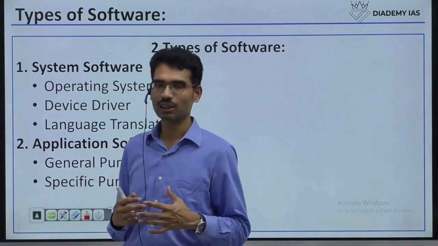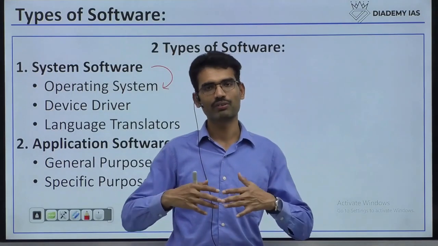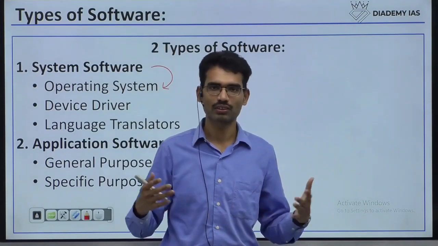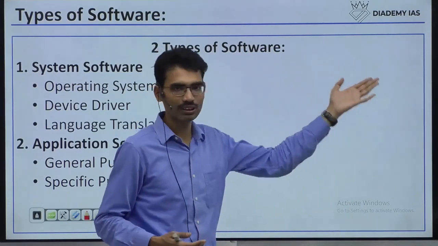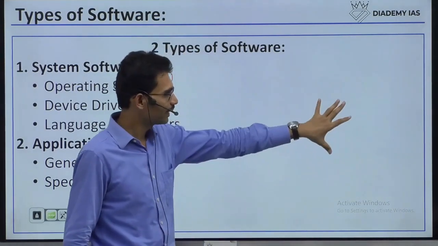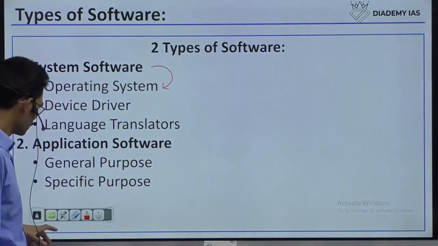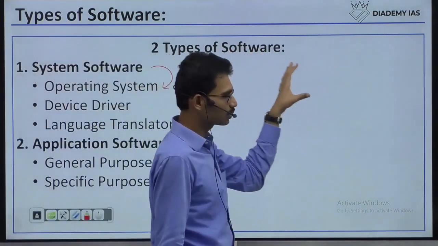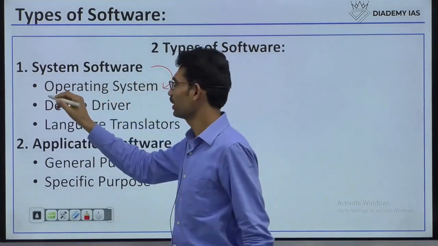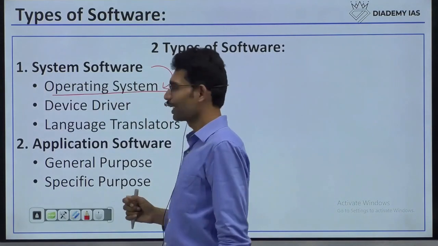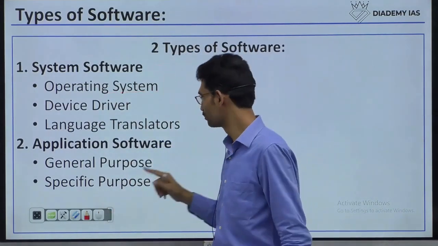When it comes to general purpose, it can be Microsoft Word. Every user, whoever operates a computer, can use PowerPoint. For example, this is a PowerPoint. It's a kind of application software. So when it comes to system software, the operating system is very, very essential. This has revolutionized the usage of the computer.